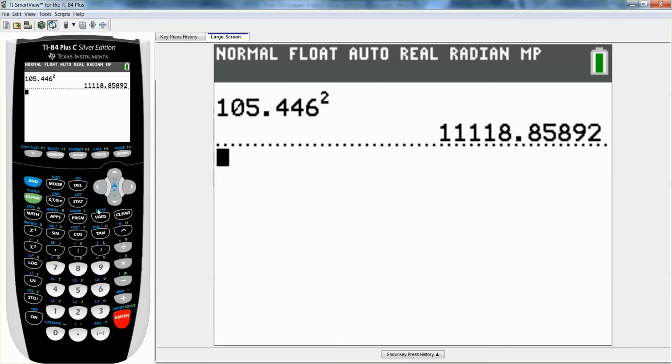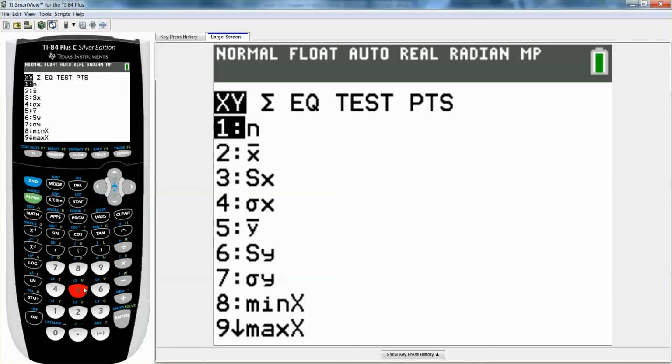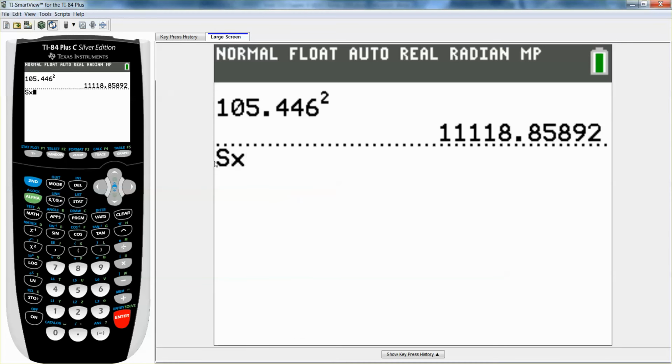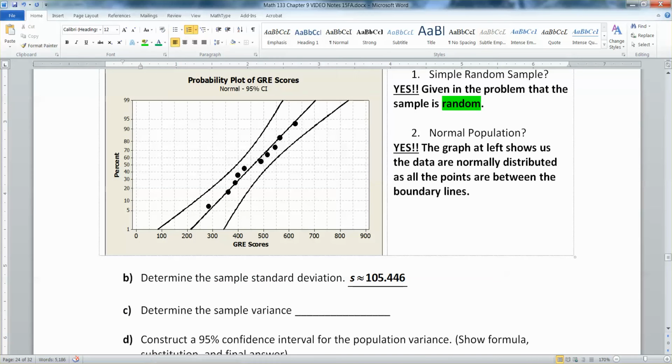But remember, we learned from way back in chapter 3 that there's another way to do this. If you hit VARS, V-A-R-S, it stands for variables. If you click that button, you can see number 5 is statistics, which is the name of the course you are in right now if you're watching this video. So hit number 5. And then when you go to number 3, see SX, it actually knows the last standard deviation it found, which was 105.446 and some change. So if I hit SX and I hit the squared button over here and I hit enter, look at that. It actually gives it to me exactly, right? Beautiful.